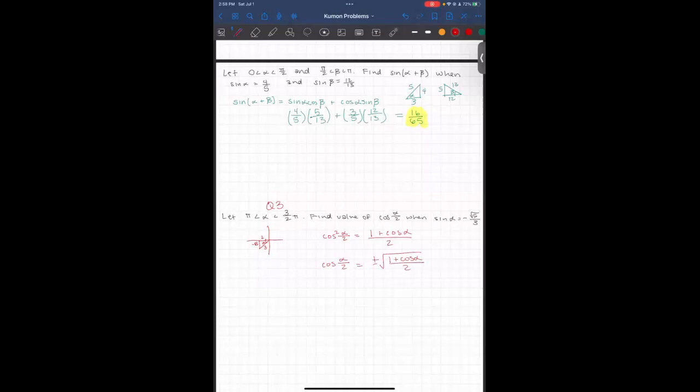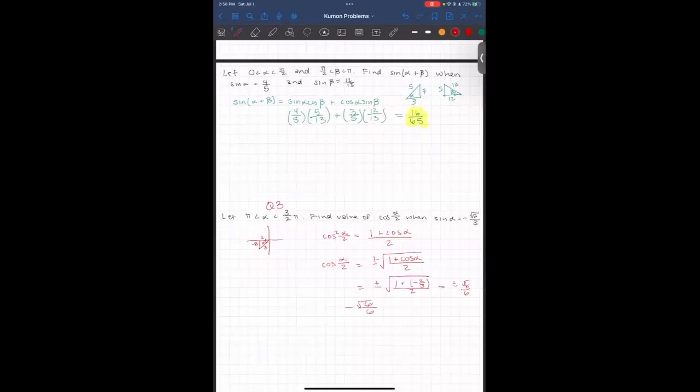So now all we have to do is plug in what we know. So plus or minus the square root of 1 plus cosine of alpha, which is negative 2 over 3, divided by 2. We would get that our final answer is equal to plus or minus root 6 over 6. However, we know that cosine has to actually be negative because we're in quadrant 3. So our only answer is negative root 6 over 6.